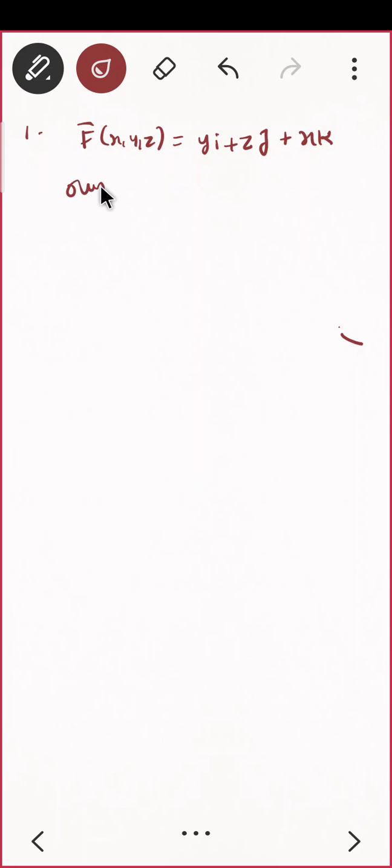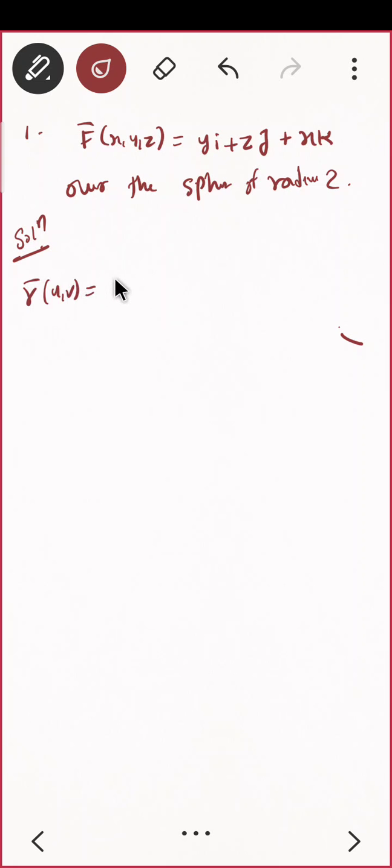Over the sphere of radius 2. So a sphere of radius 2 is my surface. So can you give me the parametrization of that? A sphere of radius 2. You already know the parametrization of a sphere, I think. By now you should have remembered. What is the parametrization of a sphere?